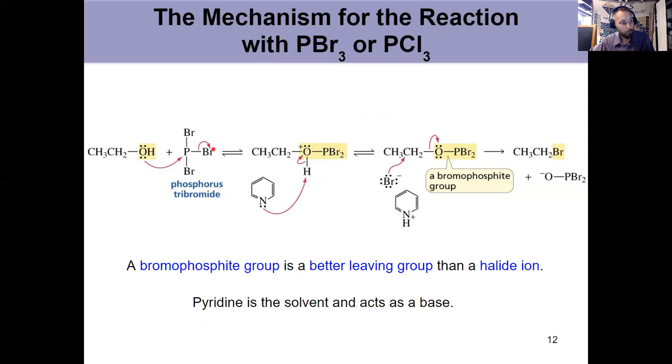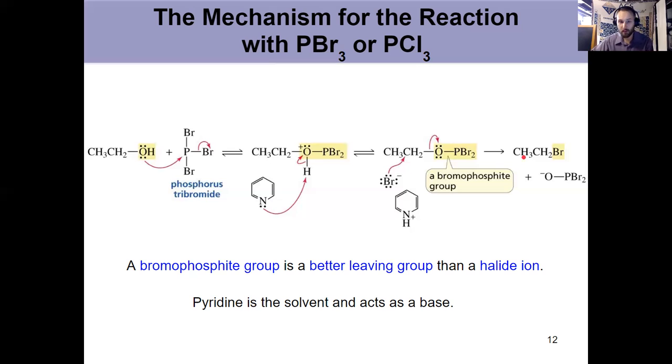Then pyridine, which is this guy right here, comes in. It's a poor nucleophile, but it can come in and pull off a proton. So it's going to act as a base. That prevents your intermediate from going back. That produces a bromophosphite group. That's a good leaving group. And then the bromide that was kicked off down here comes back in, kicks off the bromophosphite group, and you get your alkyl bromide. Okay. So that's why pyridine is necessary.